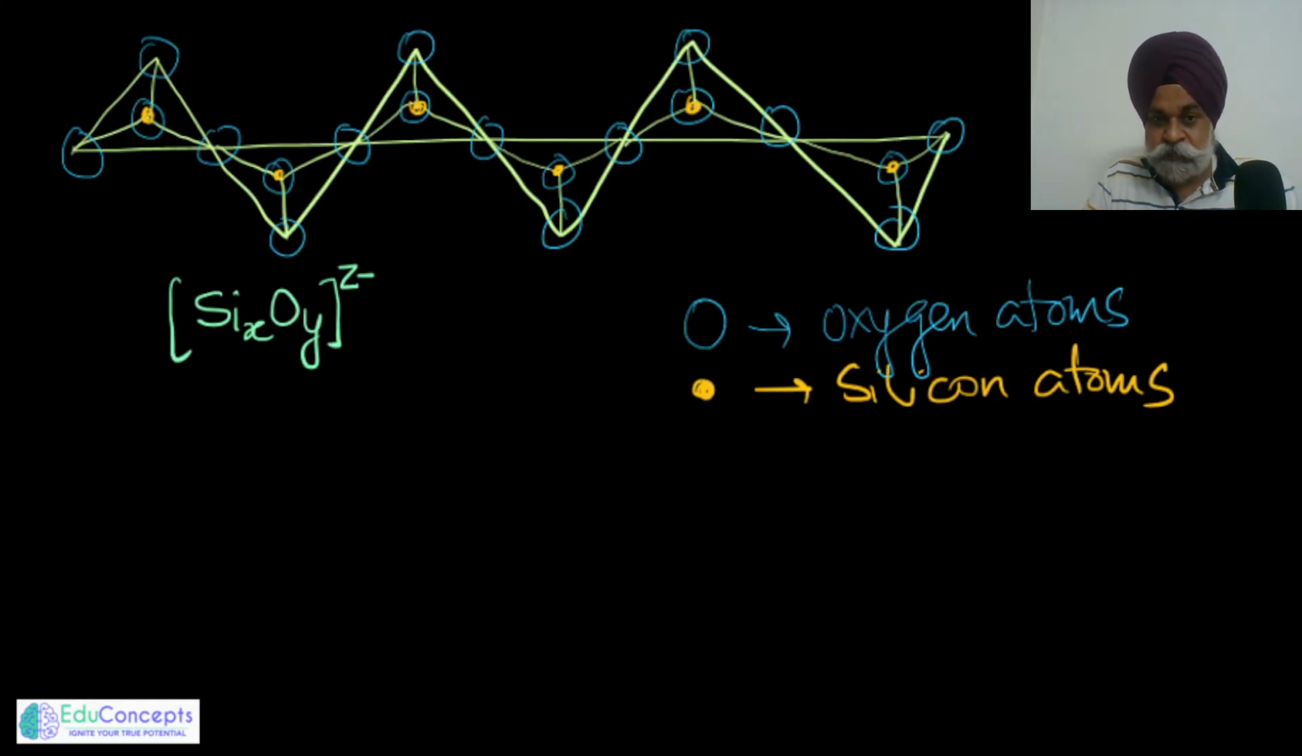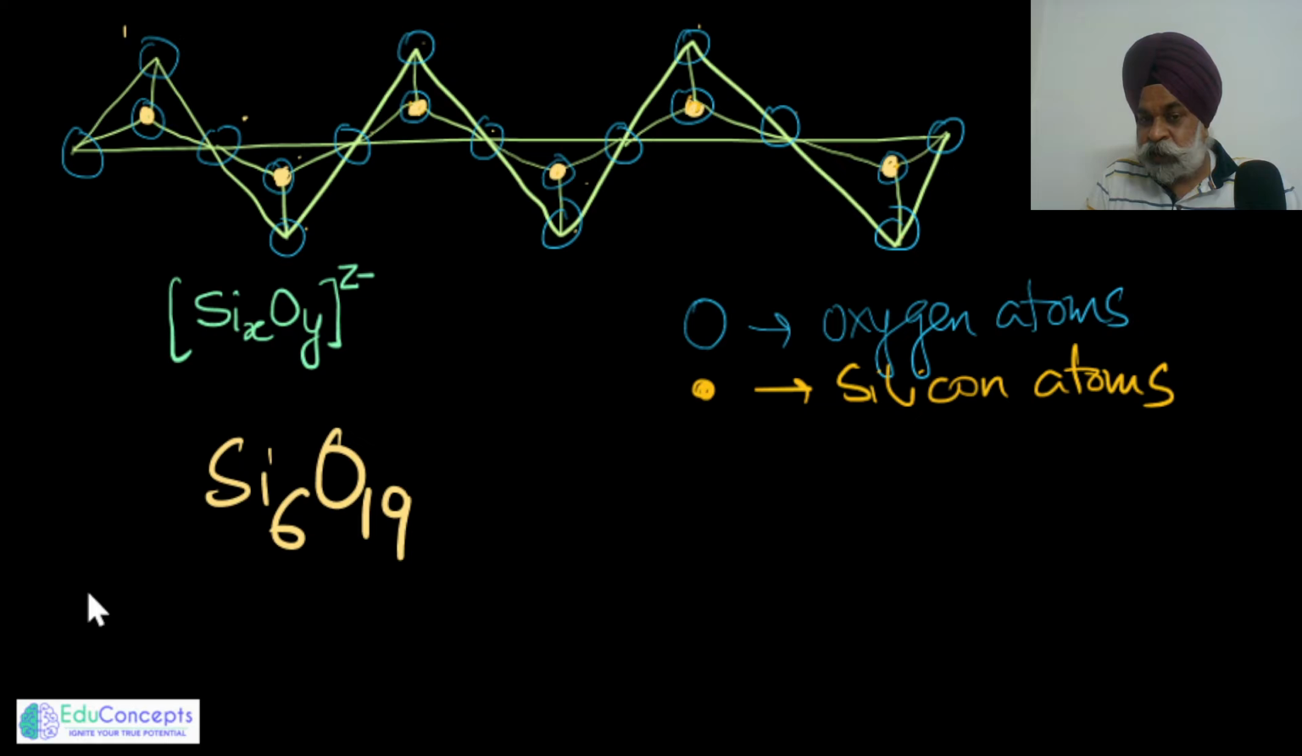So if you could see, how many silicon atoms do we have with us? So 1, 2, 3, 4, 5 and 6. It seems like 6. Si is 6. How many oxygens are there? 3, 1, 2, 3, 4, 5, 6, 7, 8, 9, 10, 11, 12, 13, 14, 15, 16, 17, 18, 19. So 19 are the oxygen atoms. Now simply you have to count the oxygen atoms.